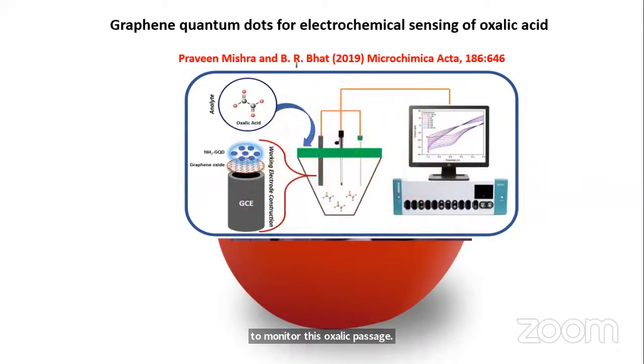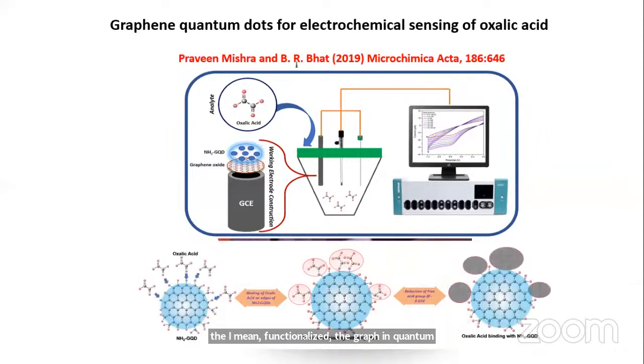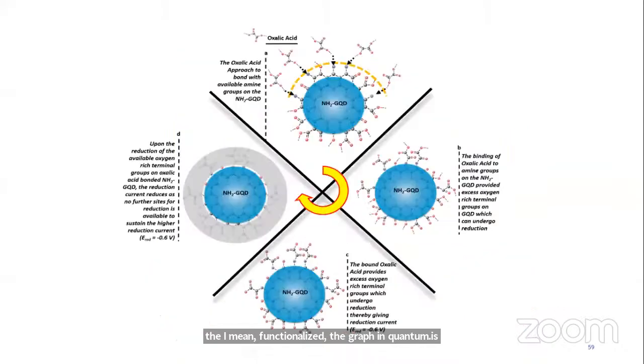So oxalic acid was monitored using the quantum dot materials. This is a graphene oxide, and this is, sorry, the amine functionalized graphene quantum dot that is used, and this is how the mechanism works. I'll come to this mechanism where you have the amine functionalized graphene quantum dots and oxalic acid approaches here.